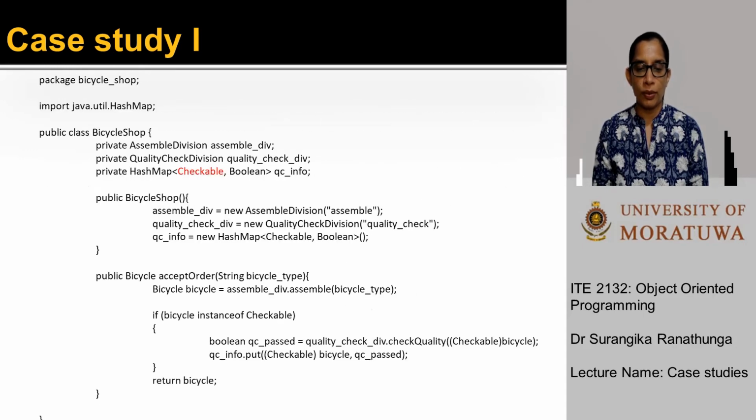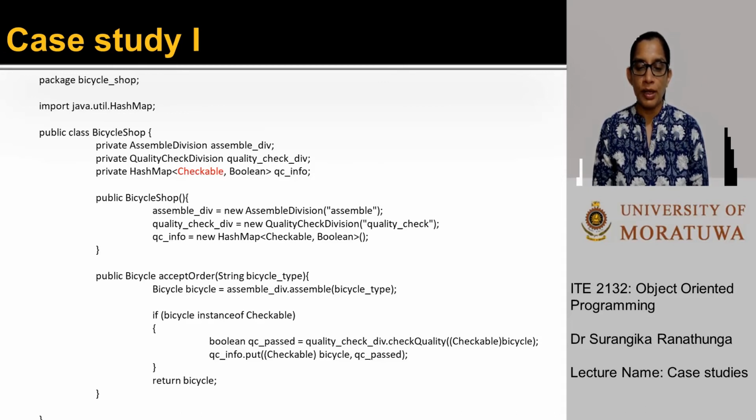And again, it's the use of polymorphism because our bicycle object is of type Bicycle. But what this assemble method returns is either a kids bicycle, adult bicycle, or a motor bicycle. Now, the quality is checked only if it is a kids bicycle or a motor bicycle. In order to guarantee that, we have this if condition. So what does it do? It checks whether a bicycle is of type Checkable. That means if it is either a kids bicycle or a motor bicycle, this if condition will be satisfied.